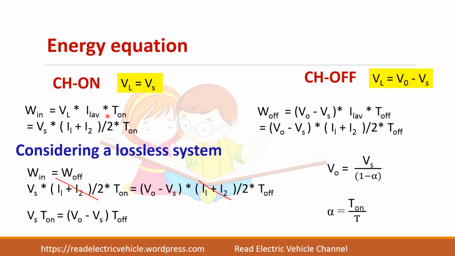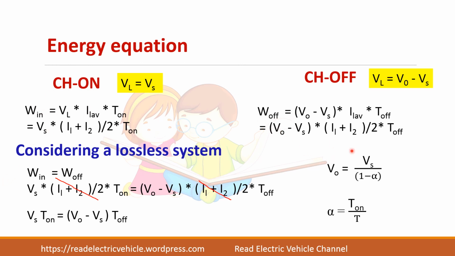So what is I average? I1 plus I2 divided by 2. There are two limits, I1 and I2. So you find the average of this, meaning add those two and divide by 2. You will get the average value into T on. Similarly for the off period, do the same thing. Now we are assuming that it is a lossless system. What do you mean by lossless system? Whatever energy is stored during the on period will be released during the off period. So you can equate on period energy to off period energy.